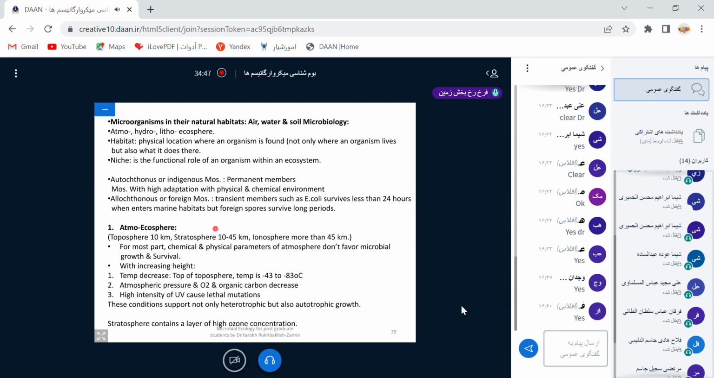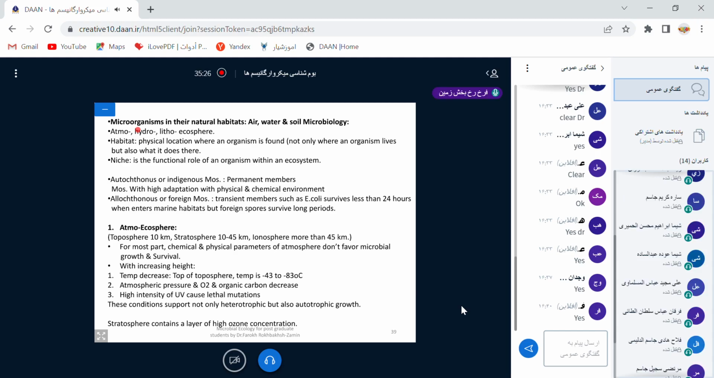The last part of this lecture is related to microorganisms in their natural habitats. If we look at the earth, we can see only three habitats: soil, water, air. We don't have another part. Wherever we look on the earth, we can see water or soil or air. There is no other part.